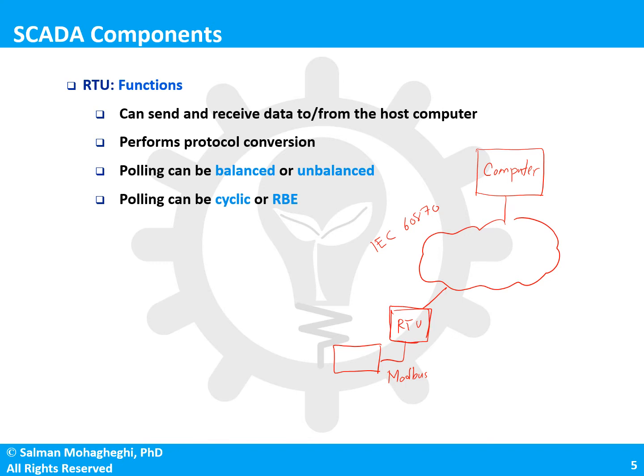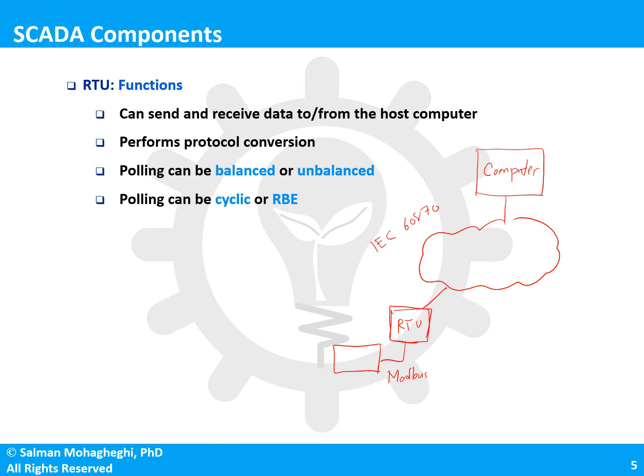So it would receive information using Modbus protocol, translates it into IEC 6870, and then puts it in the SCADA system. And when it receives a message from the host computer, which is based on the protocol IEC 6870, it would translate it back to Modbus, which is understandable for that physical component.